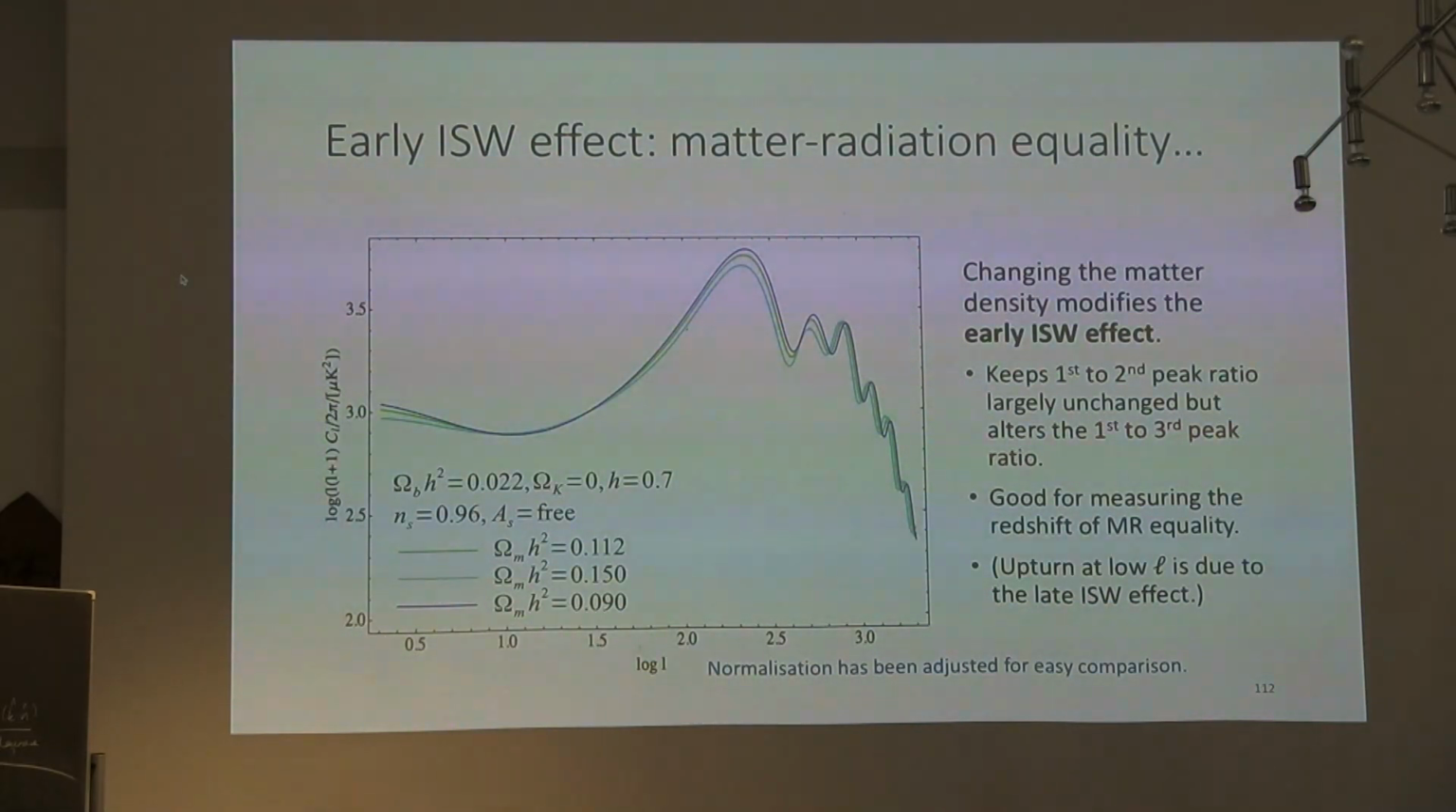If you stare at this for long enough, you also notice that there's a little bit of an uptilt of the power over here. That is actually from the late ISW effect. That is because when I plot these 3 curves, I have different matter densities. If I have different matter densities, then I'm also changing the way I transition from matter domination to dark energy domination at a much later time. So changing the matter density does 2 things: it changes the early ISW effect, and it also changes the late ISW effect later on.